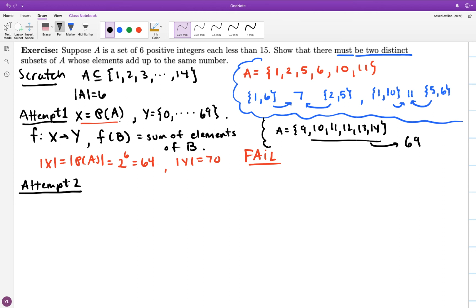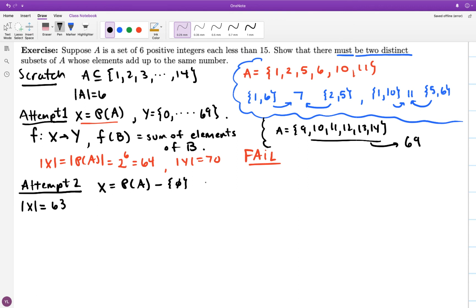Okay, let me be a little bit more clever about how I set up the domain and range of my function. I'm just going to deal with the non-empty subsets of A, because I know that the empty set has a sum of 0, and that's definitely not going to match any other subset of A as far as the sum of the elements goes. So I'm going to change my domain to the power set of A minus the empty set. So this is all the non-empty subsets of A. And let's observe here that the cardinality of X then is 63, right? It's all the subsets except for the empty set. There's 63 of them.